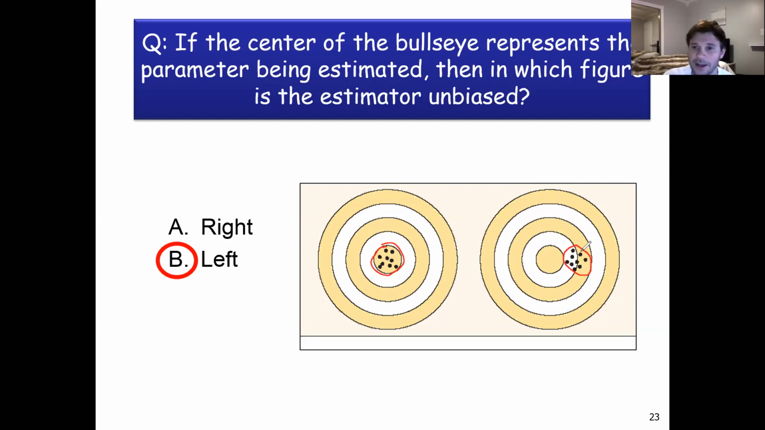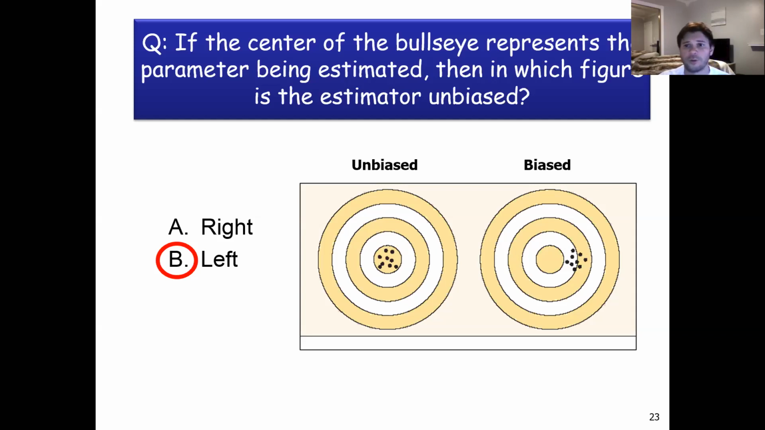So if you recognize your aim is too far over to the right, how do you fix that? You adjust a little bit to the left. You have identified the bias and you can correct it. So the left is an unbiased estimator in terms of this analogy, and the right diagram is a biased estimator.